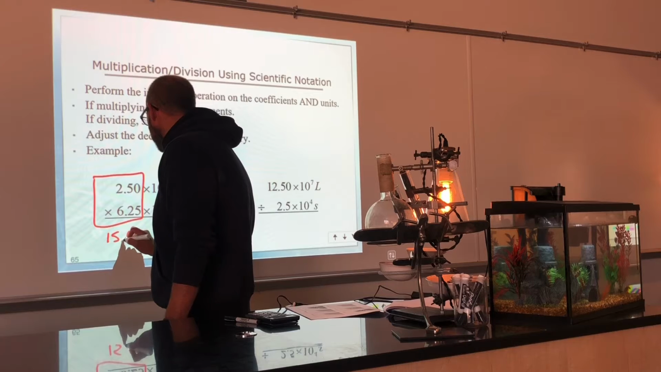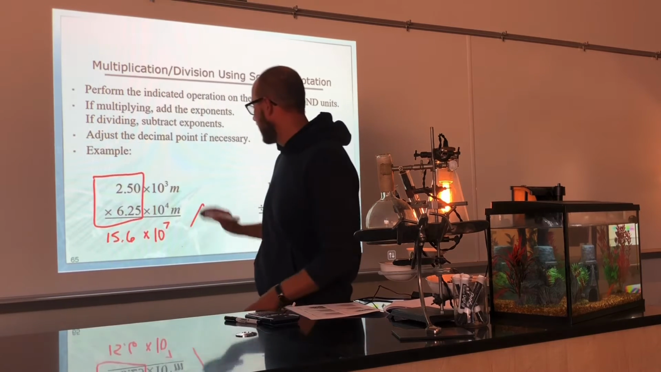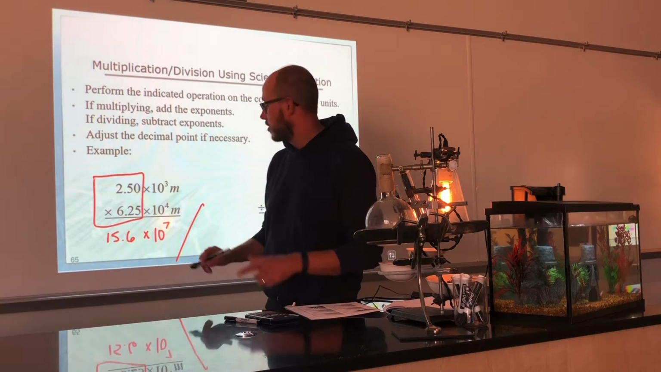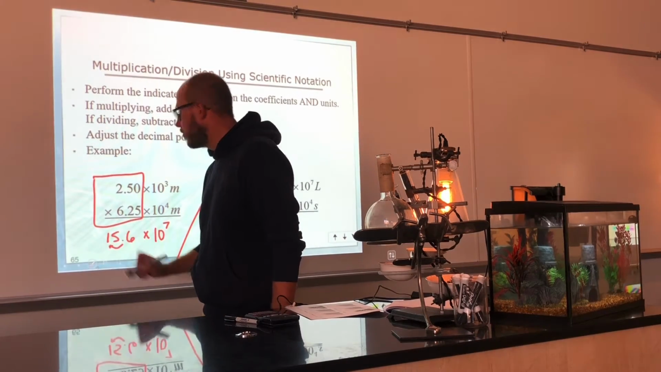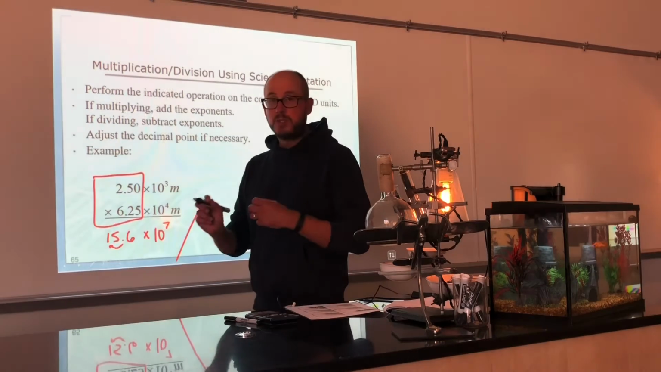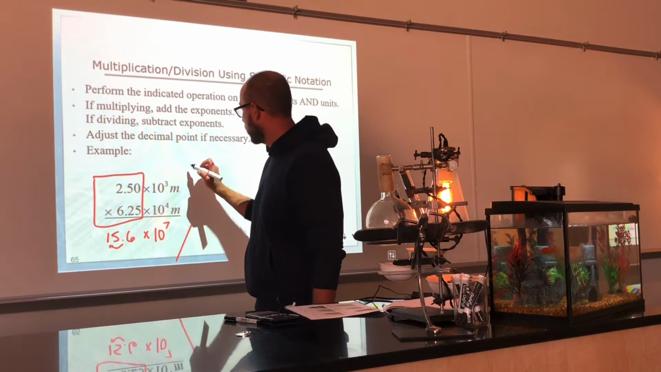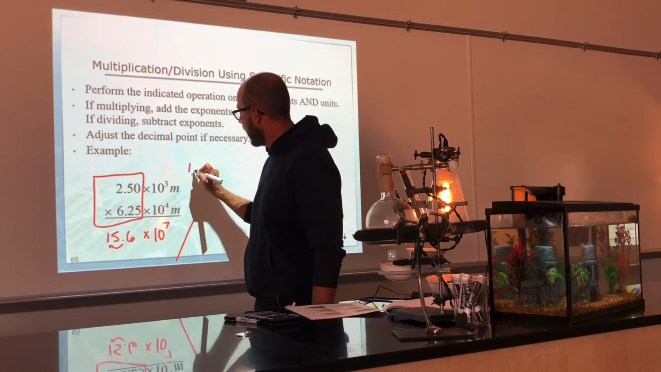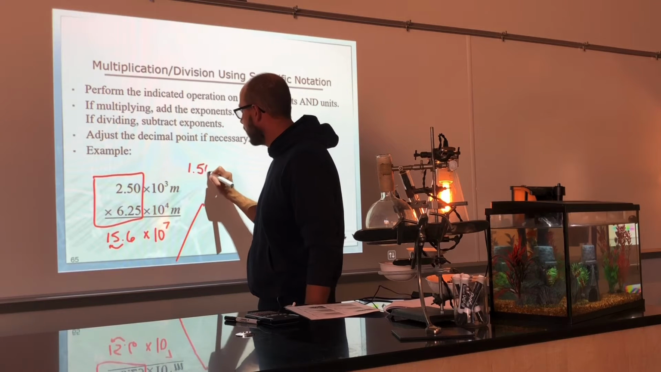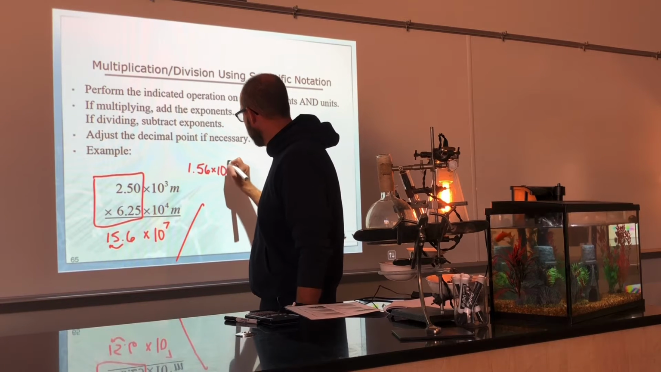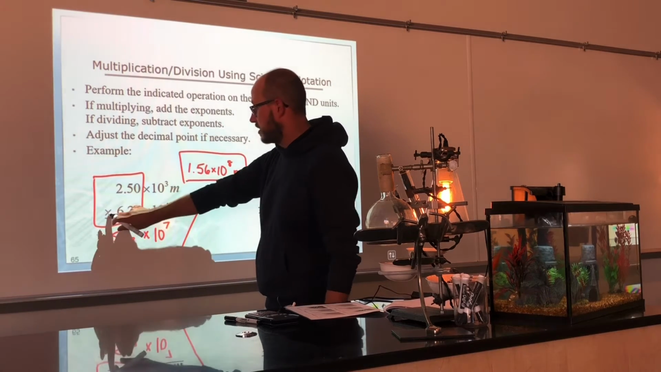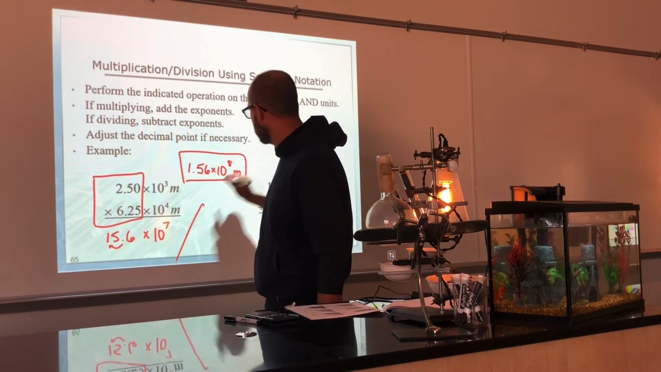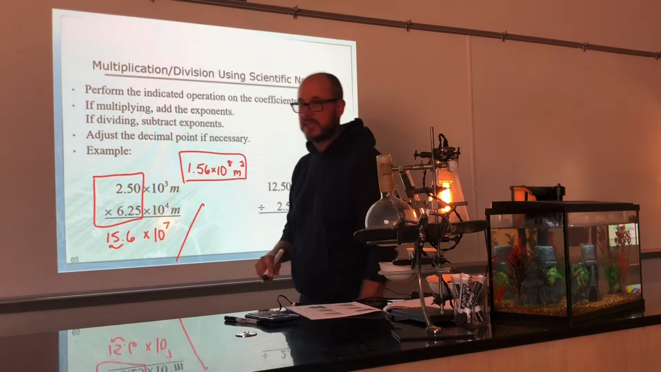The last thing we do is make this look more like standard scientific notation, which means we move the decimal point one place to the left. And when it goes one place to the left, the exponent goes up by 1. So the final answer for this would become 1.56 times 10 to the 8 meters. Now, it's multiplication, so it's actually meters times meters, and I add a square to that.